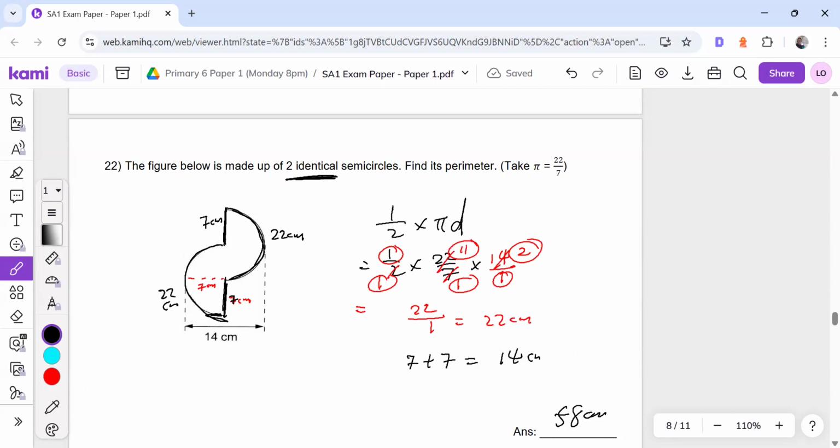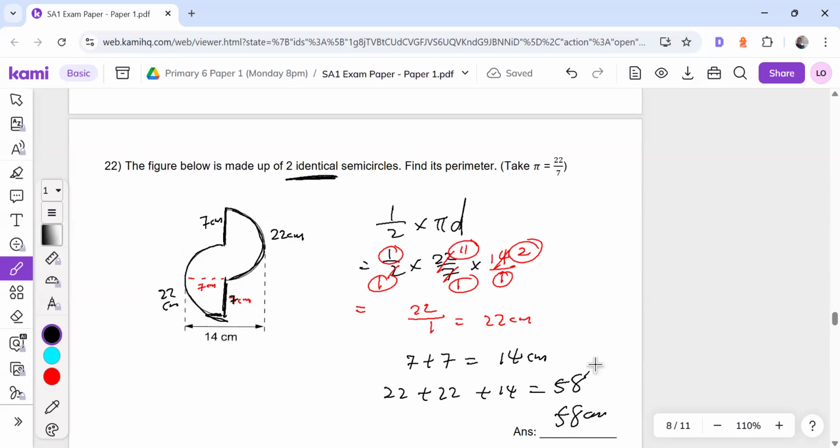And then how do you get the perimeter? Did Mr. make a mistake? Mr. forgot to times 2. Sorry, I forgot to times 2. Need to times 2 because there are two semicircles. So I should take 22 times 2. Okay, let's write down. 22 plus 22, then plus 14. Because there are two semicircles and then plus two straight lines. And you will get your answer now, 58.